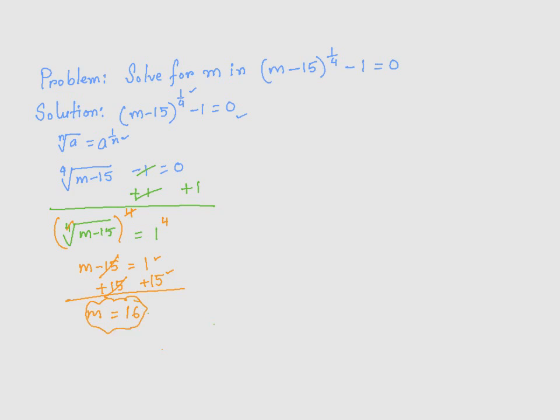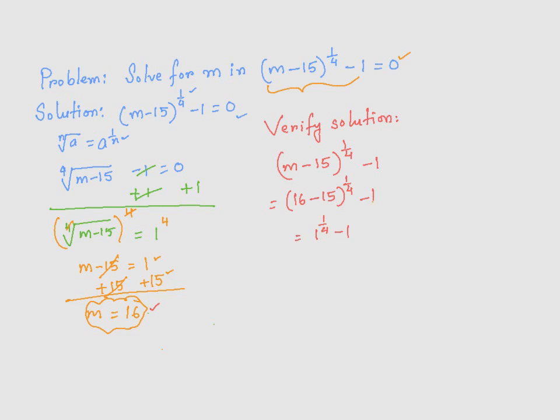As usual, we just need to plug it back into the equation and check to make sure that both sides evaluate to the same value. On the right-hand side we have 0, so our goal is to plug in the value and see whether we get 0 on the left-hand side. Now let me just plug in the value. So m is 16. That's what we got. 16 minus 15 to the power 1/4 minus 1. So 16 minus 15 is 1. 1 to the power 1/4 minus 1.